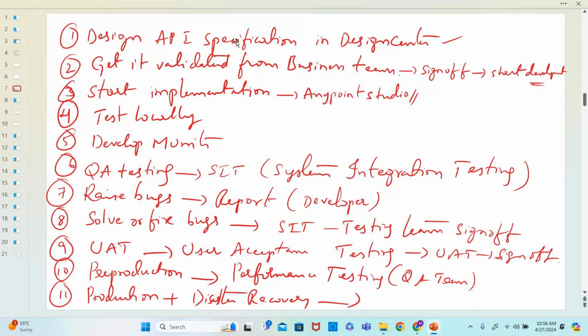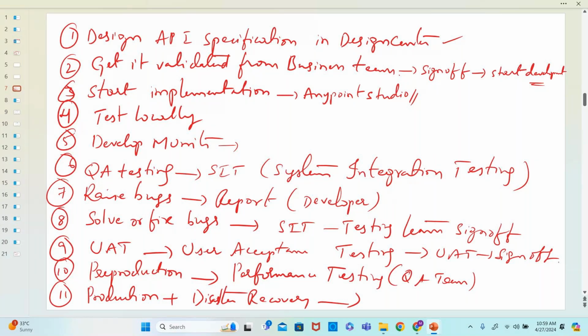Then you'll develop MUnits. What is this develop MUnits exactly? MUnit is similar to JUnit in Java. MUnits are useful to create unit tests for our application. It is the developer's responsibility to create MUnits. We have a recording option as well as a manual option. We can use one of the available options and then create MUnits. It is our responsibility. Now we have created MUnits also. Now what is the next step exactly?